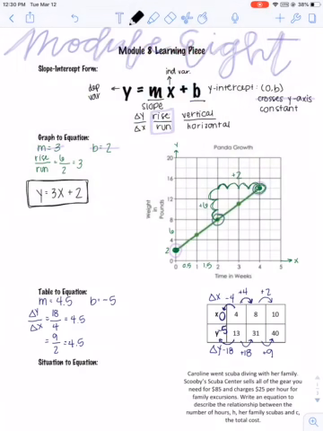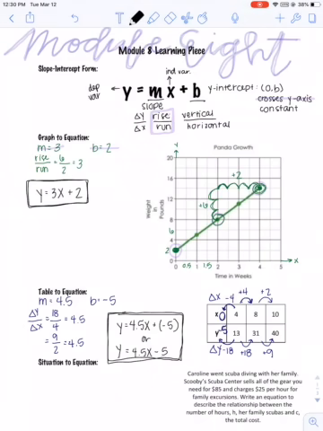So our equation for this table would be y equals 4 5/10 x plus negative 5. You could also write this as 4 5/10 x minus 5, whichever you prefer. They mean the same thing. So those are our equations.